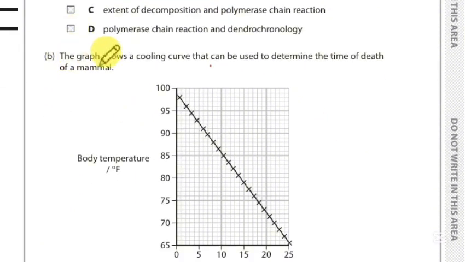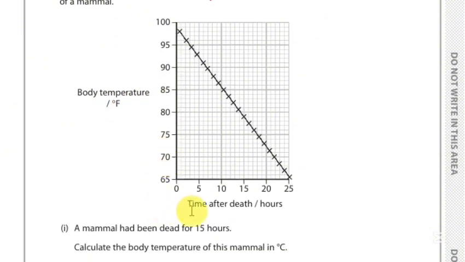The graph shows a cooling curve that can be used to determine the time of death of a mammal. Okay, so this is body temperature, and this is time after death. We can see that the temperature of the body decreases with the increase of time. It shows a negative correlation.